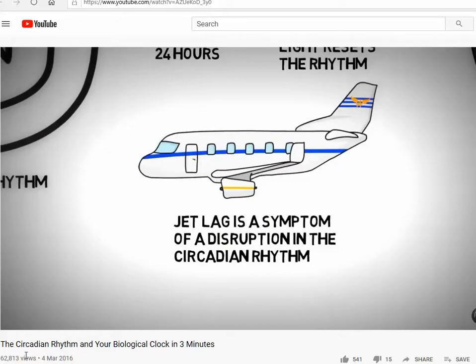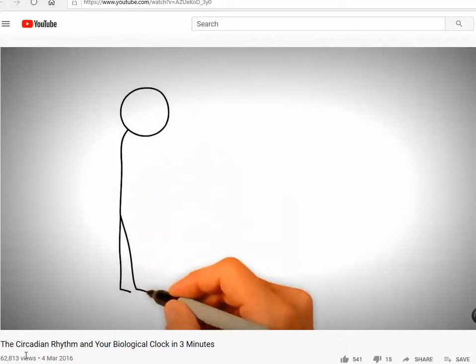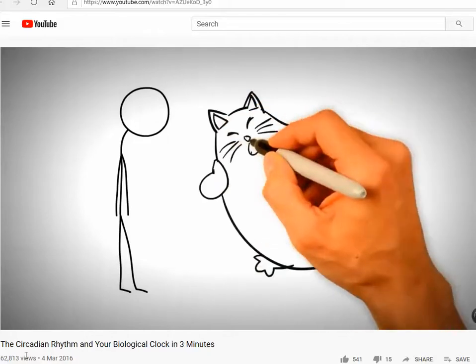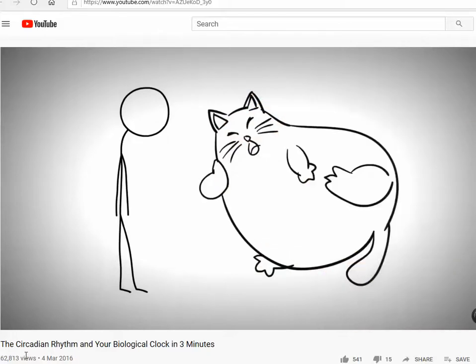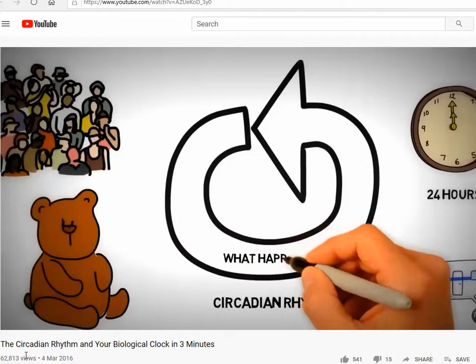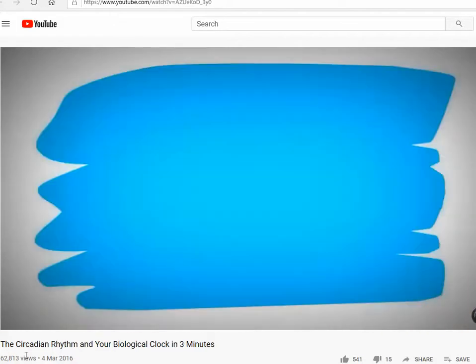Recently, it has been concluded that disruptions to our circadian rhythm can cause health problems. Chronic disruptions of the circadian rhythm have been shown to cause fatigue, insomnia, and are at times linked to obesity and diabetes. At this point, you might be wondering, what exactly happens during this 24-hour cycle?